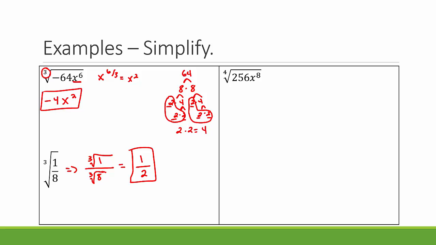Okay, the fourth root of 256x to the 8th. Well, we may not know what the fourth root of 256 is, so let's break it down. So first of all, we would start off by dividing by 2, since it's an even number. That makes it a little bit easier. So 256 divided by 2 is 128. 2 and 128.